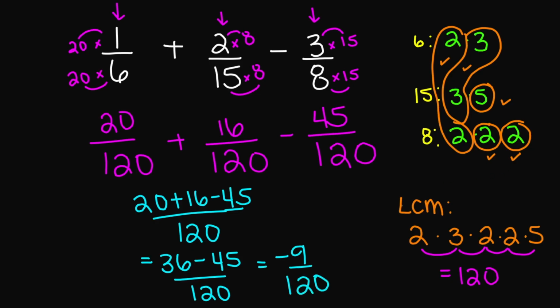Now, by looking at this example here, can we simplify -9 over 120? The answer is yes, because the number 3 goes into both. So my numerator now, you're going to get -3 because -9 divided by 3 is -3. And then your denominator, 120 divided by 3, this is going to equal 40. So your final answer here, when you add and subtract these fractions, is going to be -3 over 40.